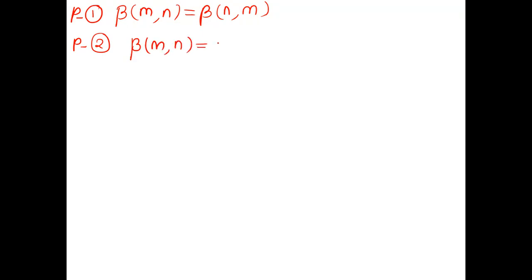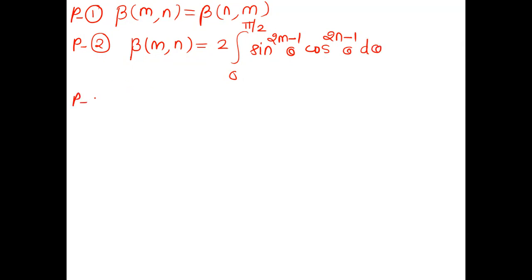Then the second property which we have for beta is that beta of m, n is equal to 2 times the integral from 0 to pi by 2 of sine to the power 2m minus 1 theta into cos to the power 2n minus 1 theta. This is the second property.